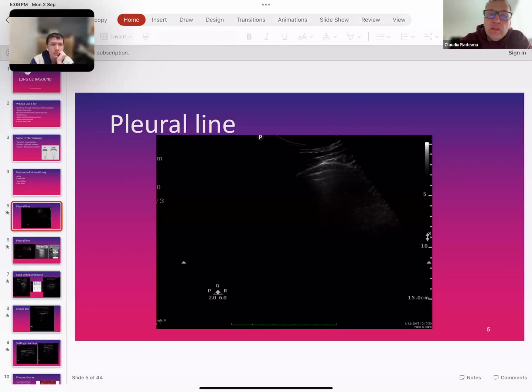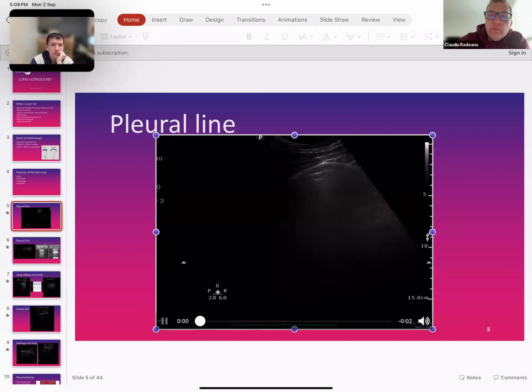Okay. Now, this uses a curvilinear probe. So you see it's a very wide window. I'll keep playing this loop. Now you see here 3 lines. I'm just going to go through the anatomy. You have skin and subcutaneous tissue. You have 2 ribs that are giving you black shadows here and in this area. And in between, just underneath, this is the pleural line, we call it.